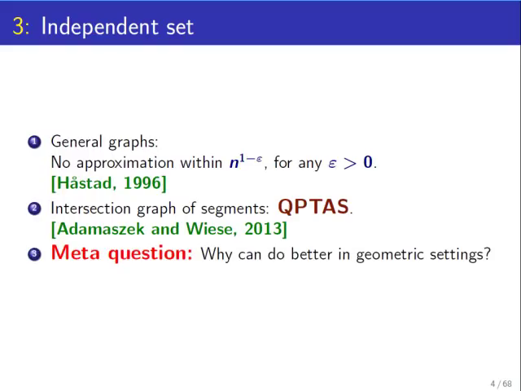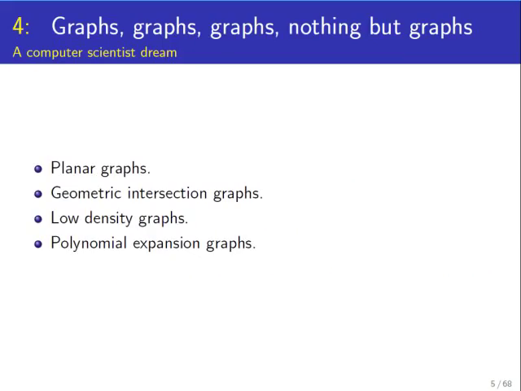And as such, the meta question here is really, why is the geometric problem so much easier than the general case? Now, as you might expect, the problem is all about the kind of graph that we are working with. And in this talk, I'm going to present some graph classes and show some of their properties and how we can use them to get efficient algorithms. And those graphs will include, of course, planar graphs, geometric intersection graphs, low density graphs, and polynomial expansion graphs.